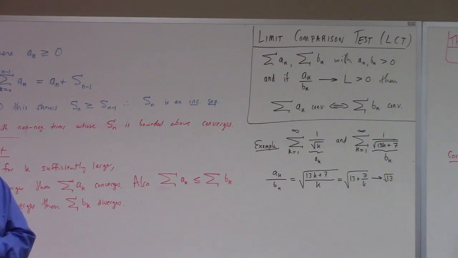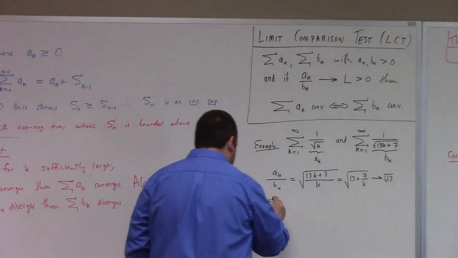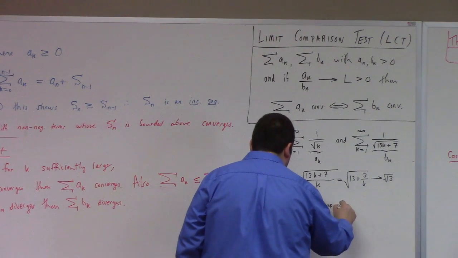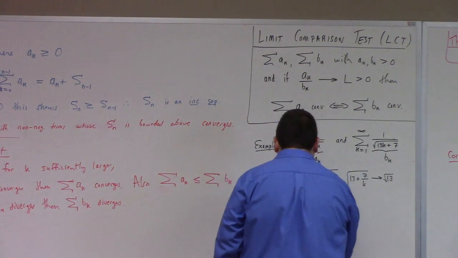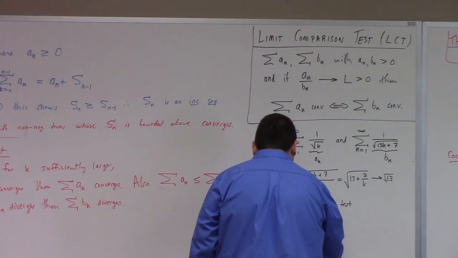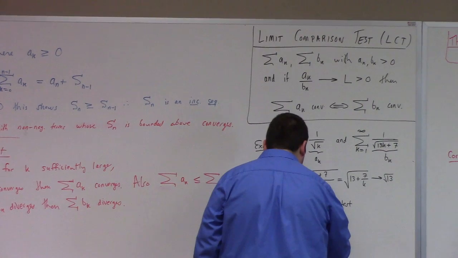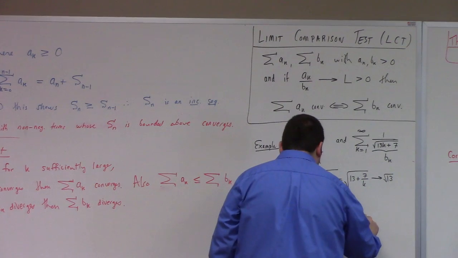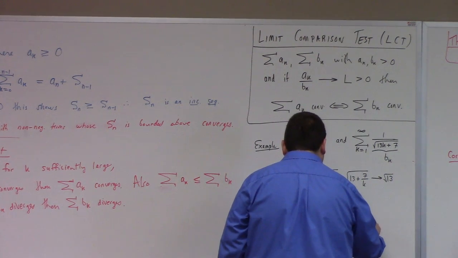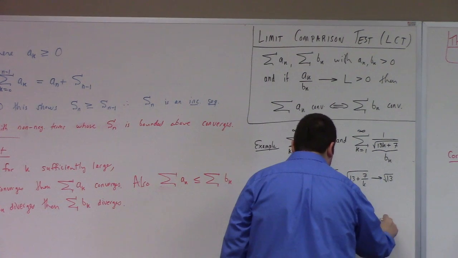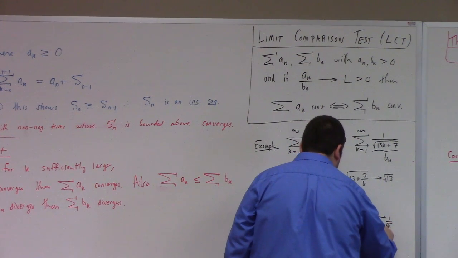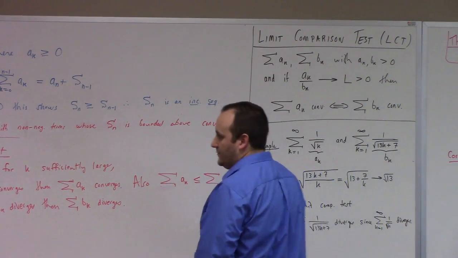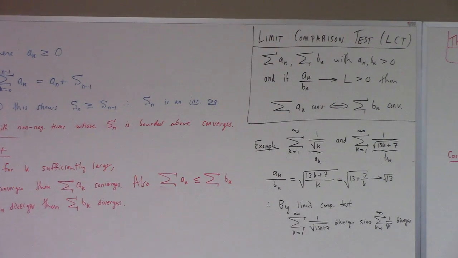So, by the limit comparison test, we have that the sum k equals 1 to infinity of 1 over the square root of 13k plus 7 diverges, since the sum of 1 over the square root of k, k equals 1 to infinity, diverges. How do we know that that diverges? Well, we just proved it over here, right?